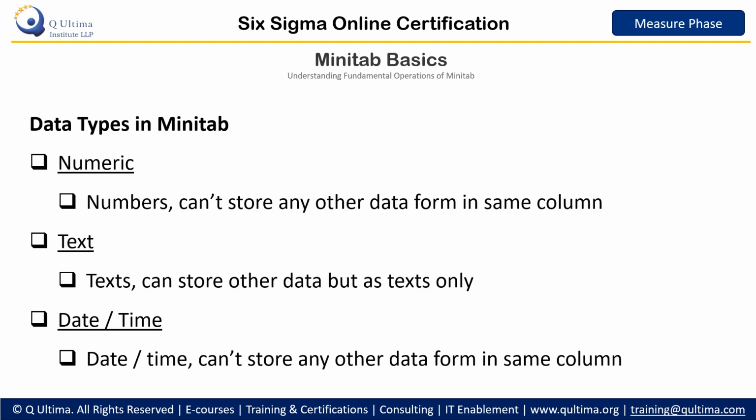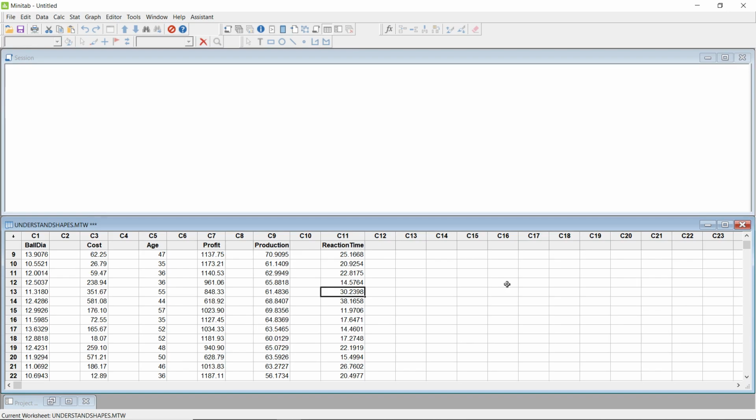Data types in Minitab. Minitab has three data types: numeric, text, and date/time. We will learn this by a practical example. So let us take in column C13 a numeric data type, a text data type in C14, a date type in C15, and a time type in C16. When I enter a number 22, this column becomes a numeric column. If I keep on entering any number, it will accept numbers.